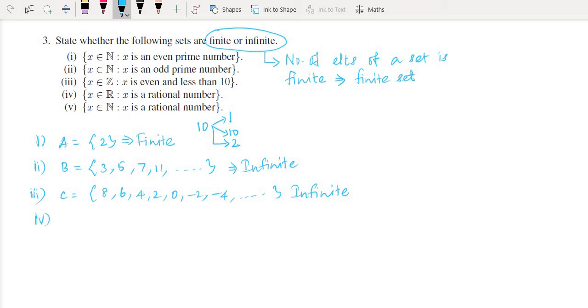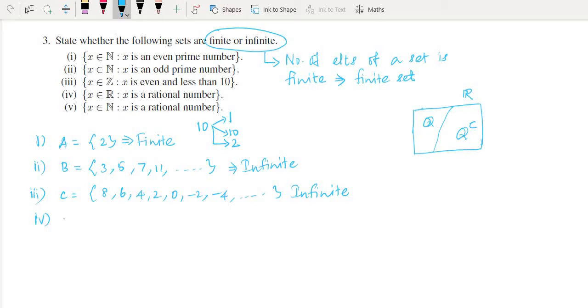And fourth subdivision, set of all real numbers such that x is a rational number. So if we take real numbers as a collection like this, suppose this is the set of real numbers, then some of the numbers are rational, which I will write as Q, and some of the numbers are irrational, Q complement. So set of all real numbers such that x is a rational number.